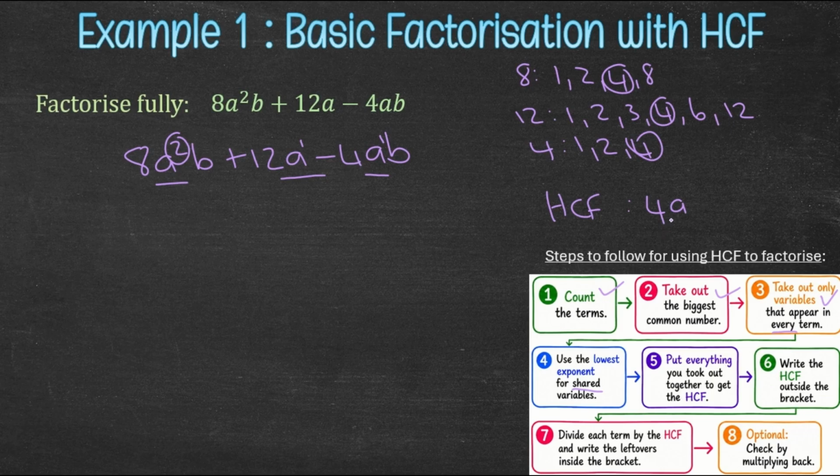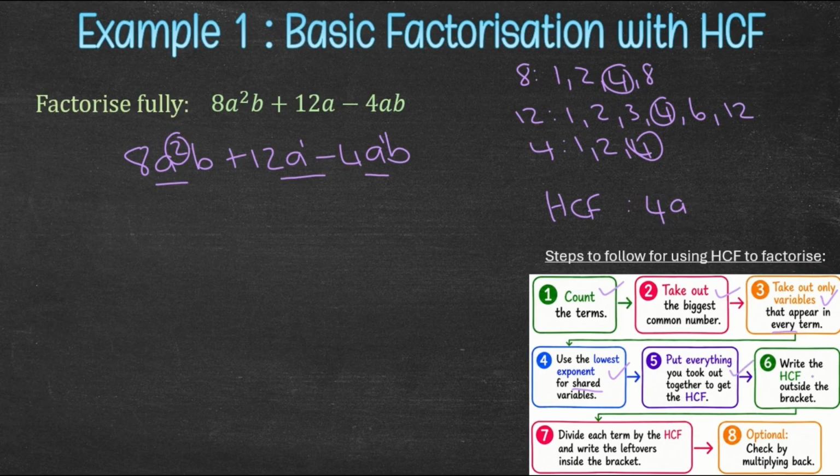So this a that we wrote here as part of our HCF will stay to the power of 1, but I'm not going to write that exponent. So step 4 is done. For step 5, we have to put everything together that we took out to form the HCF. As you can see, we already wrote it down here on the side. We took out a 4 and we took out an A. So our HCF is 4A. So step 5 is done.